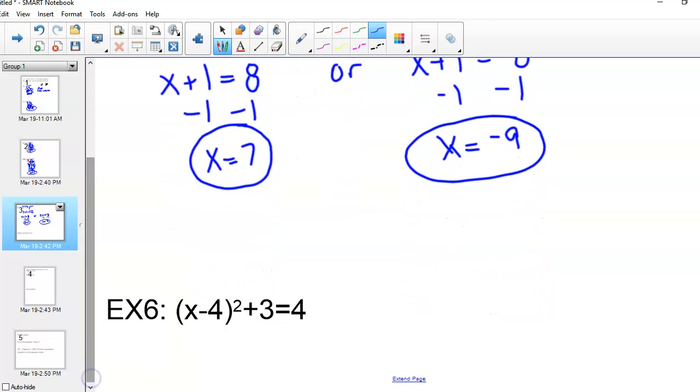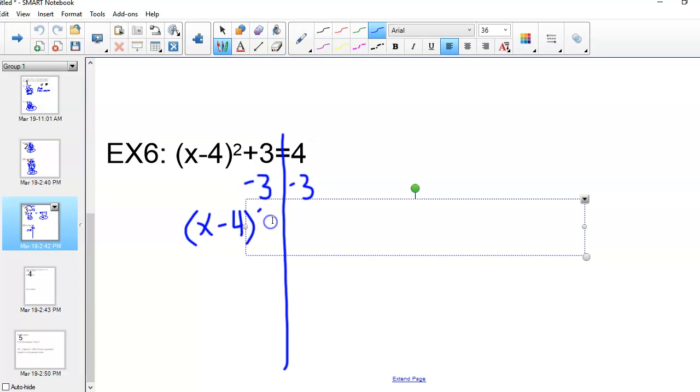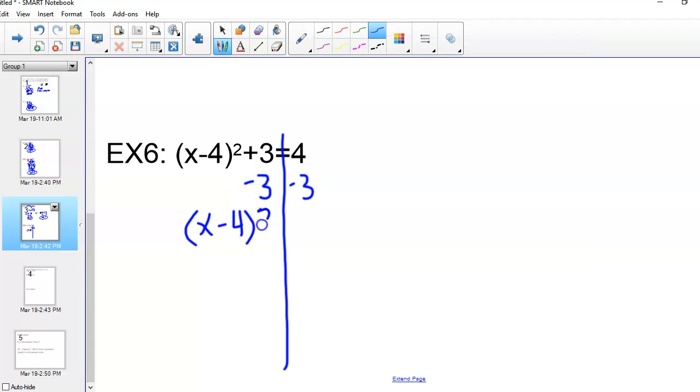Okay. Let's do another one a little bit like that. This has got even one more step here. We're going to subtract this 3 first to get rid of it. We can do that very easily. So we get x minus 4 squared left on this side. The 3's cancel there. And over here we just get a 1. Now we need to square root both sides, because we've got to do what's on the outside part first. We've got to get rid of that square.